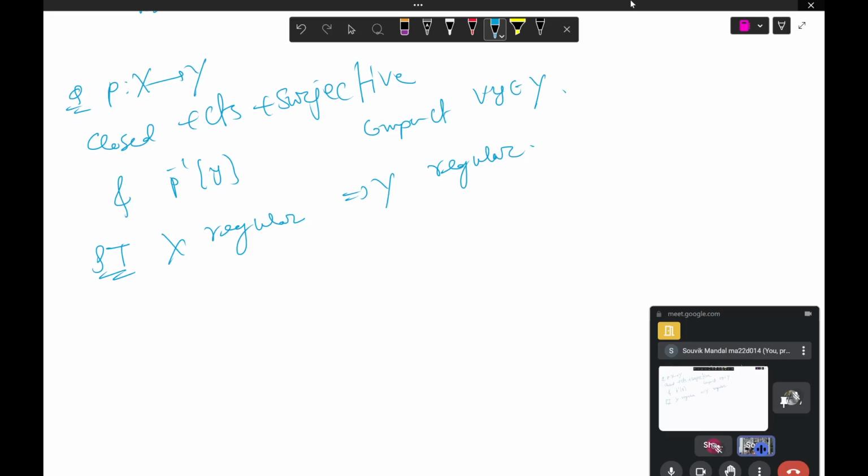First, try to show that Y is Hausdorff. Y is Hausdorff, actually, from the previous part of this problem. So you can realize Y is Hausdorff. Now try to show that Y is regular.